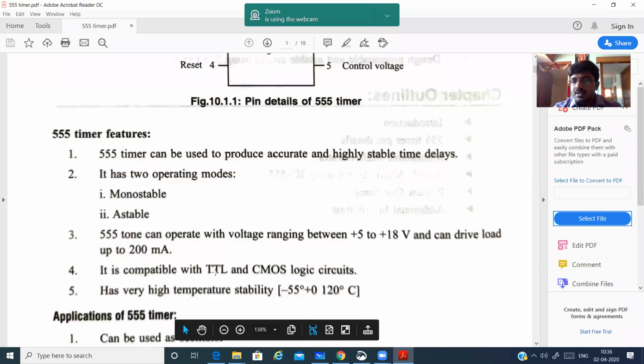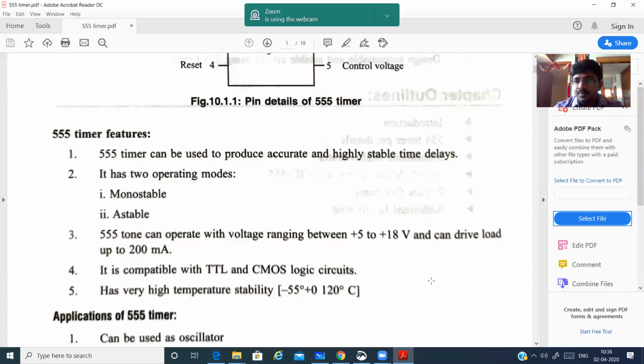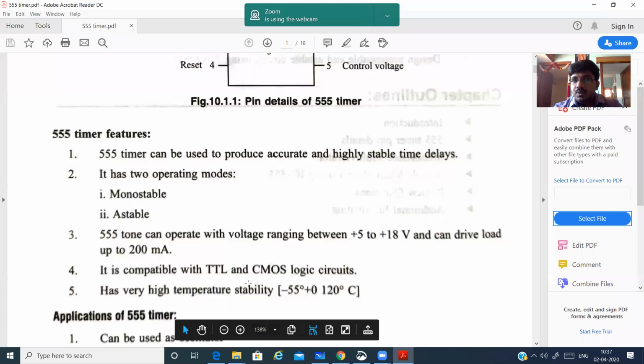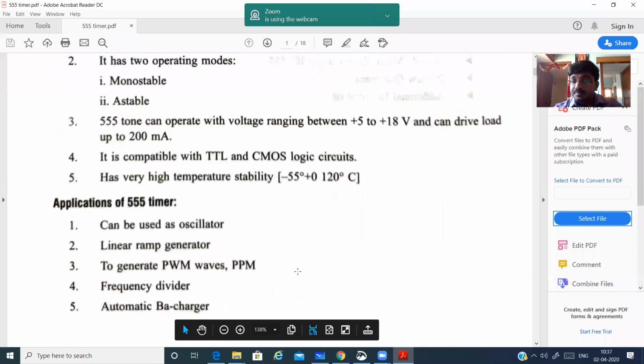TTL means transistor-transistor logic, and CMOS logic circuit means complementary MOS logic. That is what is used widely in the industry. So it is compatible with both TTL as well as CMOS.